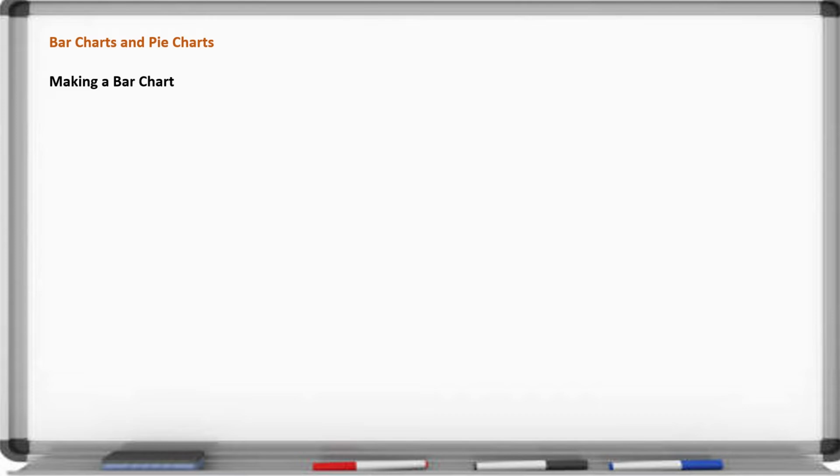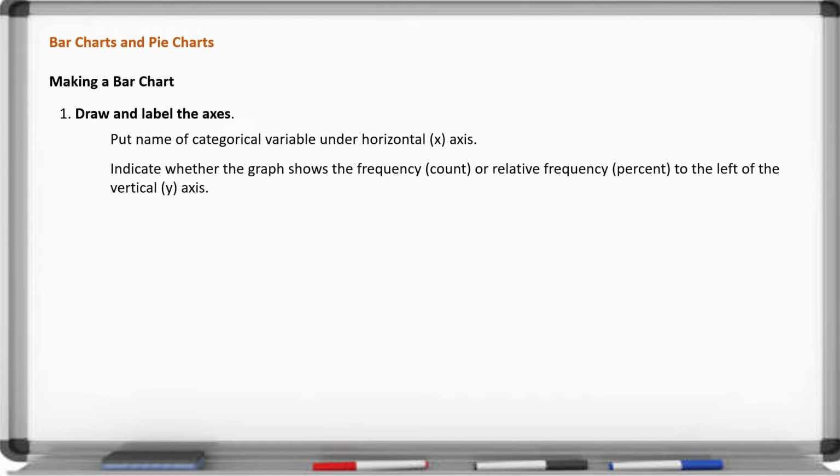So in this lesson so far, we know what a bar chart or pie chart is, but we want to focus on making a bar chart. So the first step in making a bar chart is to draw and label your axes. Generally you have an X and a Y axis. You want to put the name of the categorical variable under the horizontal or X axis. Then you want to indicate whether the graph shows the frequency or the relative frequency to the left of the vertical axis or the Y axis.